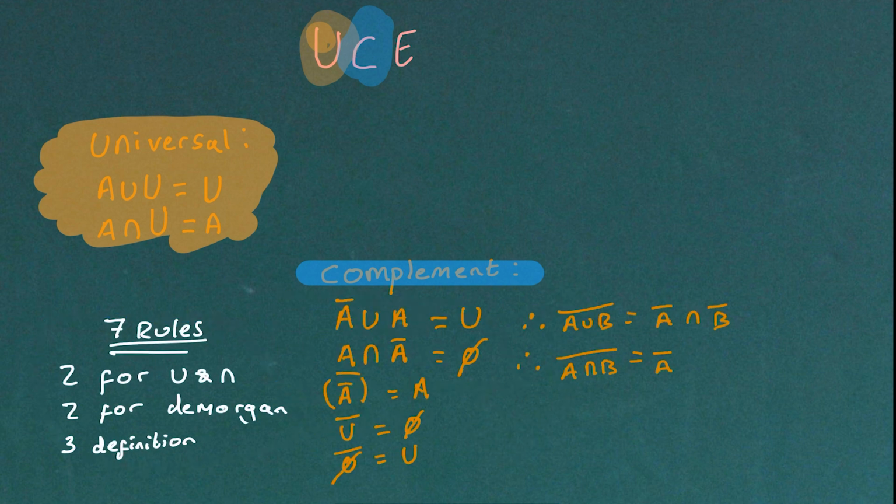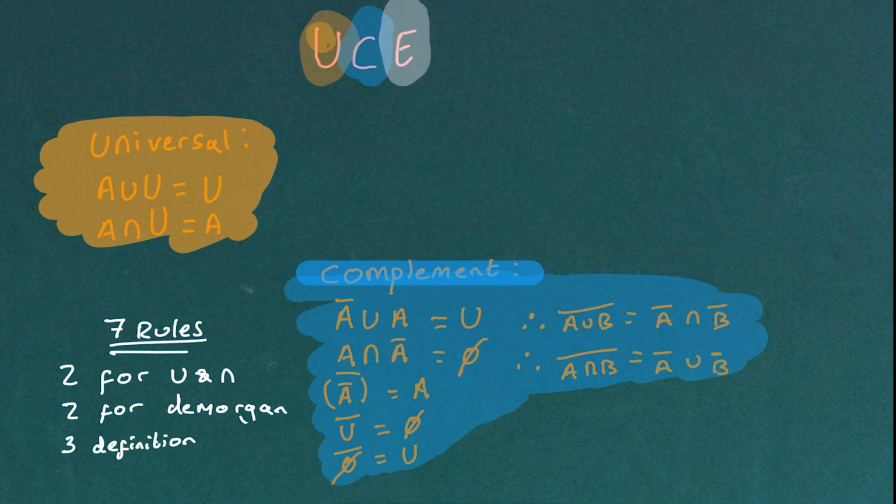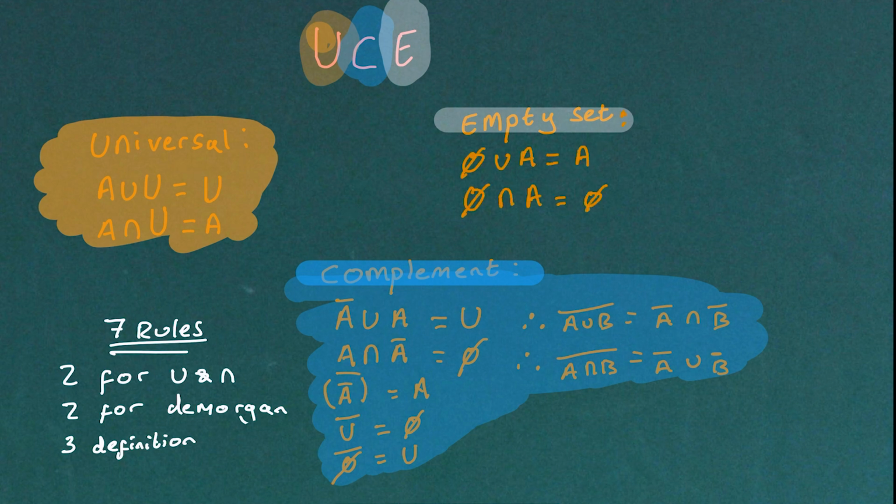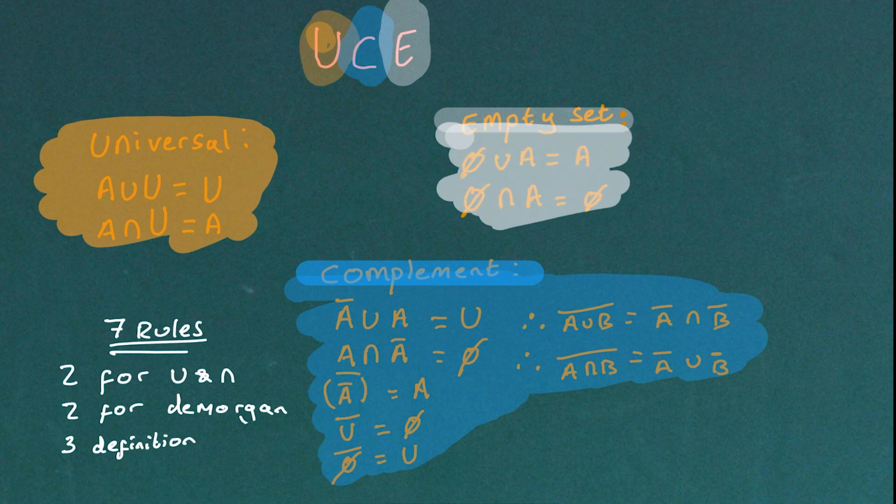Finally, the empty set. Basically, the empty set union with A is A, and the empty set intersected with A is the empty set. Again, remember, each of these rules have 1 rule for the union and 1 rule for the intersect. I'm emphasizing on that point specifically. The complement was an exception because it has not only the union and intersect rules, but the De Morgan's law and also those 3 definitions. In summation, all 7 rules.